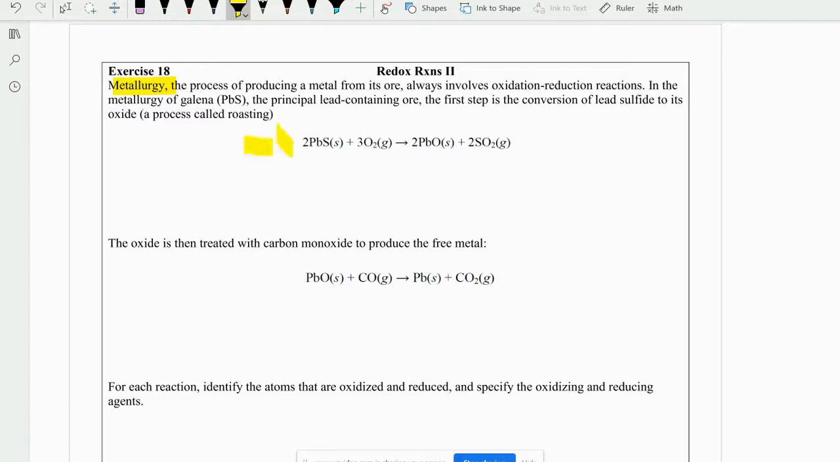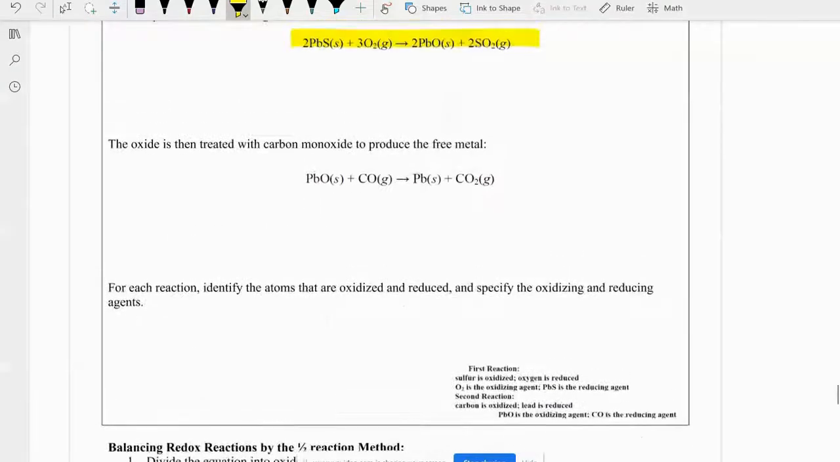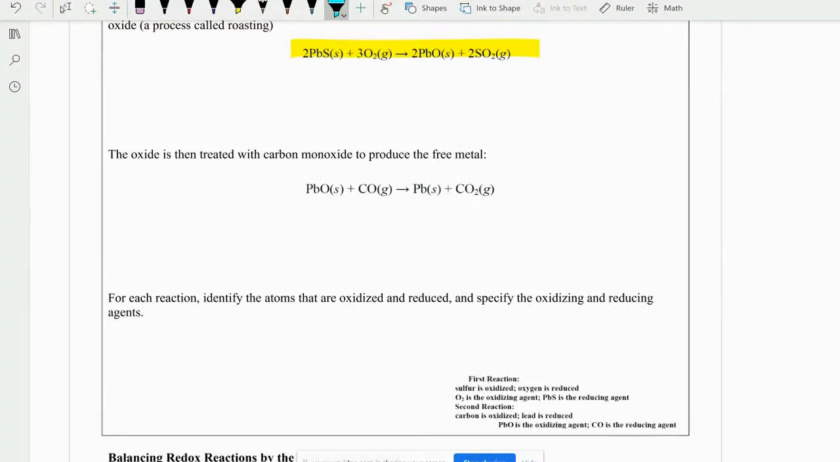Ultimately, you're going to take this reaction that's highlighted here. You're going to assign oxidation states and determine what is being oxidized and what's being reduced. And then you're going to take another reaction from the product of the reaction above. They'll do something else, and you're going to do the same thing. Determine what's being oxidized and what's being reduced.